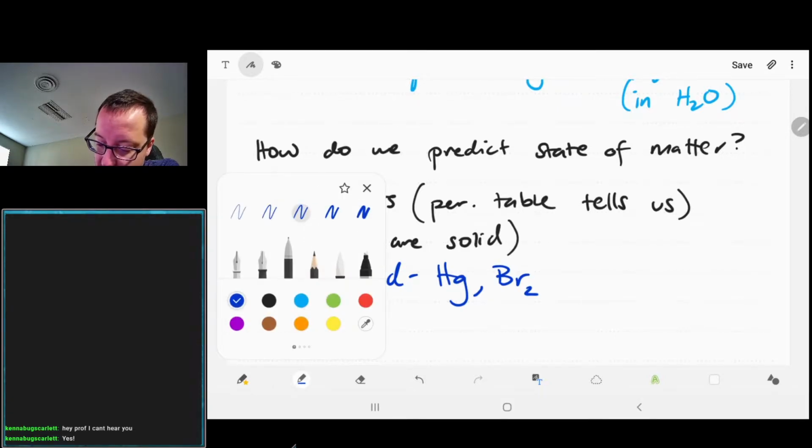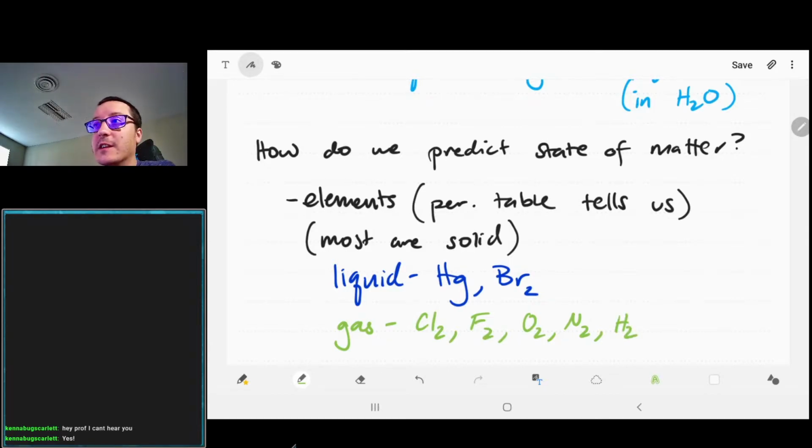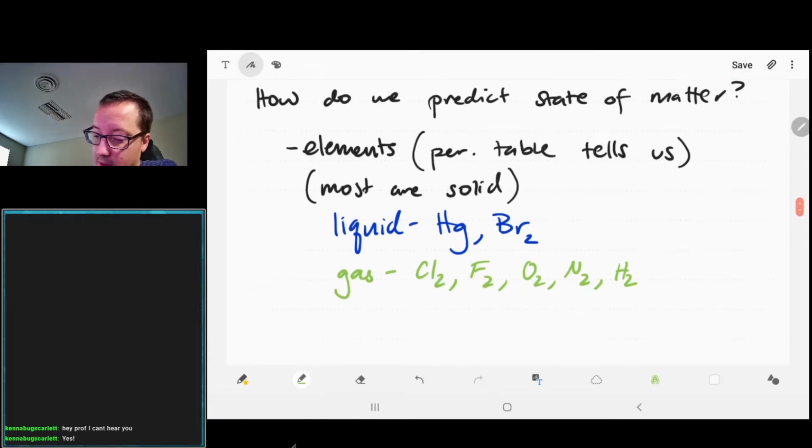And then we have the gases, which are going to be chlorine, fluorine, most of our diatomic elements are here, and then the noble gases are going to be gases. Everything else is going to be a solid, if it's by itself.